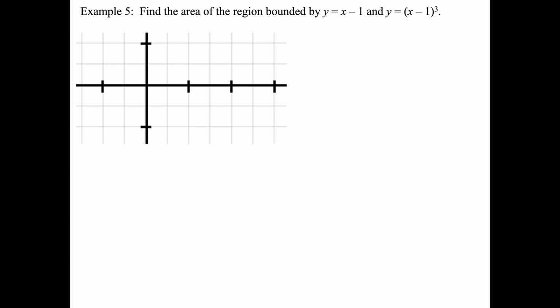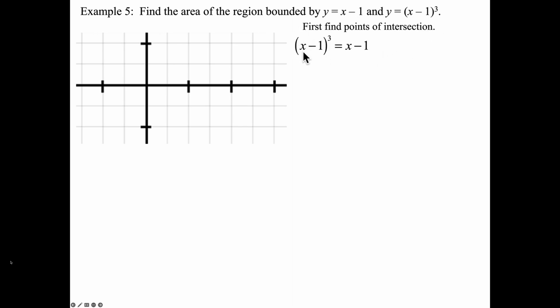Part 3 of 7.1. We're going to look at this last example, and we're going to look at some different possible ways of solving it. So we're going to find the area of the region bounded by y equals x minus 1 and y equals (x minus 1) cubed. Again, we need to find the points of intersection. So one way to do that, again, is to set these two equal to each other.